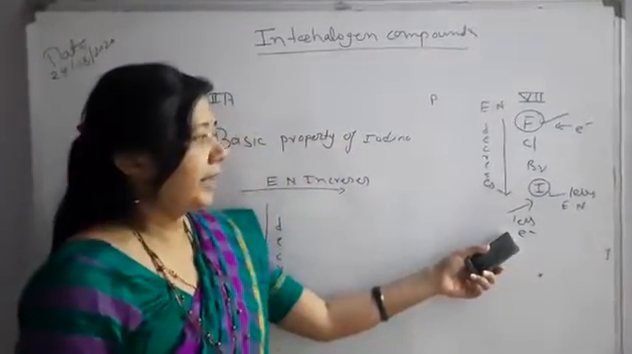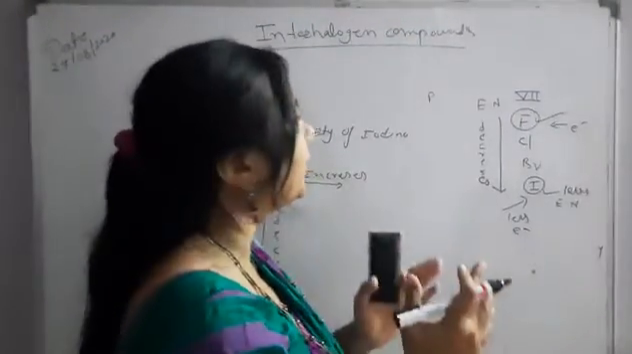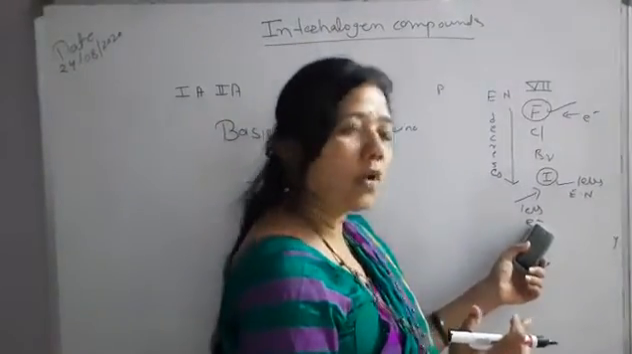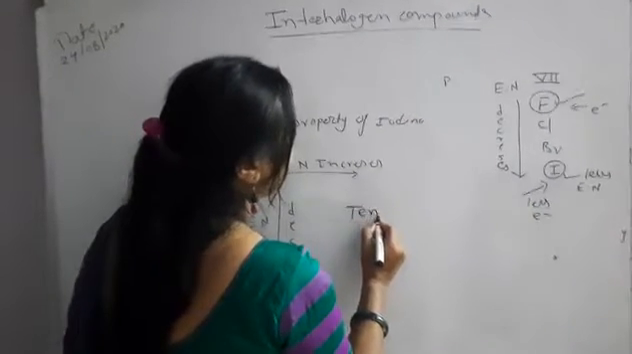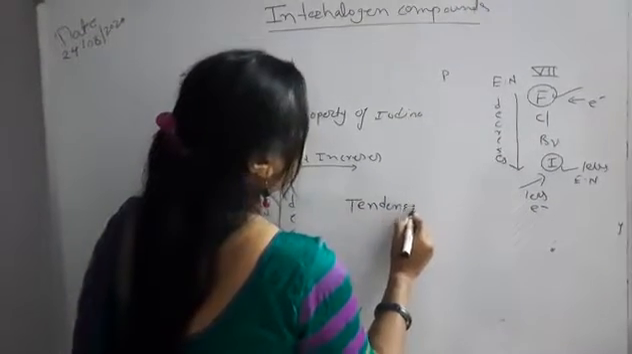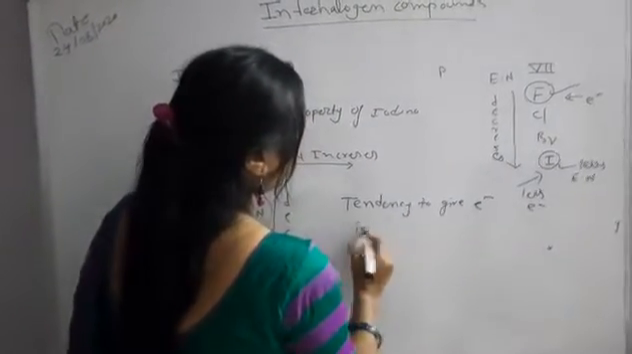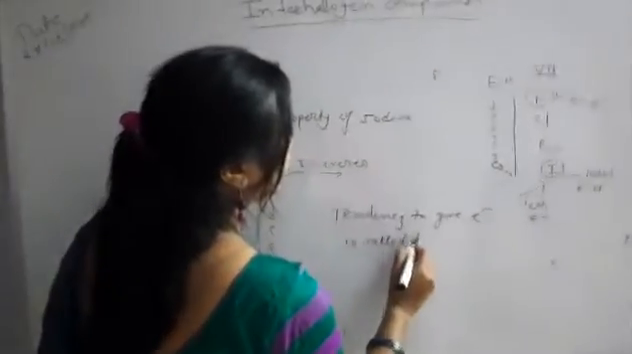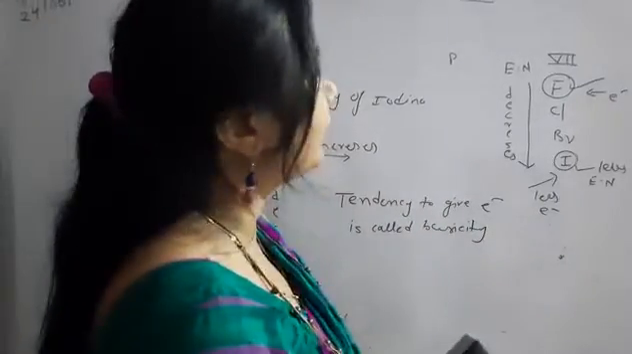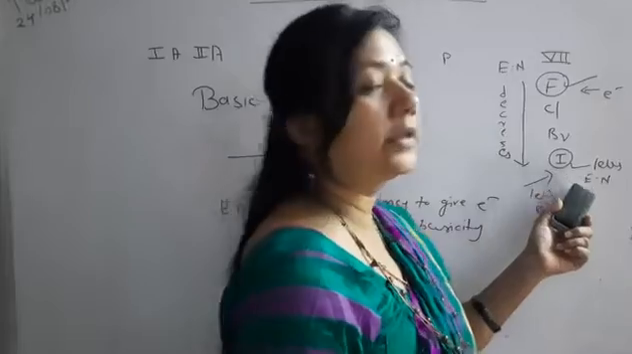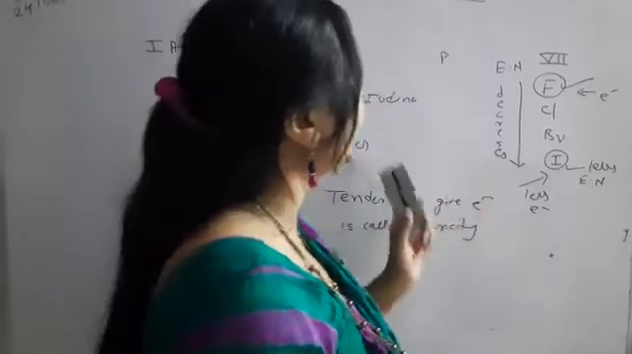So iodine cannot attract the electron, meaning it has a tendency to give the electron. As compared to fluorine, it is slightly electropositive. That is why the tendency to give an electron is nothing but basicity. Tendency to give electron is called basicity. Which element is giving the electron? Iodine is giving the electron, right? So iodine is basic in nature.